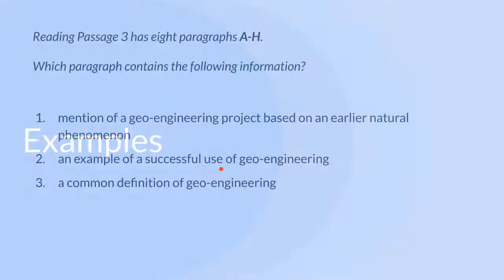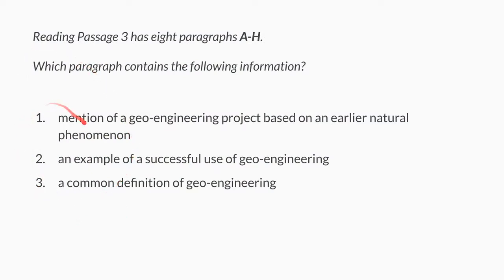Now let me take you through some examples. Let me show you this basic strategy that we've just learned in action. Let's apply that to these questions and see how to answer them. So here it asks us which paragraph contains the following information. The answer choices are from A through H. So we have to find out which of these paragraphs is going to be the correct answer choice for each one of these questions. So first, we're going to start off by marking our keywords.